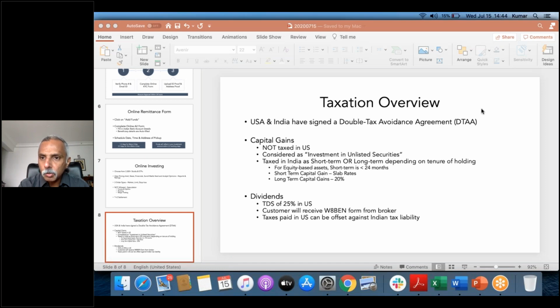Investment in mutual funds, is it allowed? No, as of now, mutual funds are not there. Only stocks and ETFs are allowed.